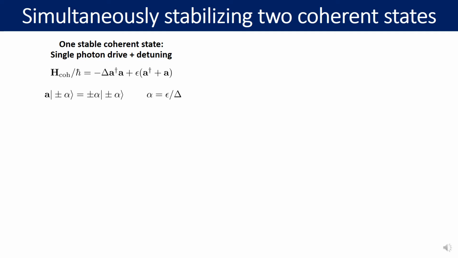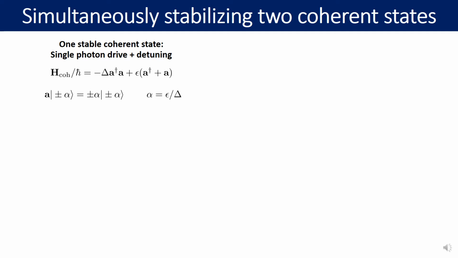Now if you applied a resonant drive to an oscillator in the absence of dissipation, you will just get growing energy and not a coherent state. If instead you apply this drive off resonantly, as shown by this Hamiltonian here, then you get a stable coherent state, and that stable coherent state will depend on the strength of this coherent drive that you're applying and on the detuning of the drive from the resonator resonance frequency delta.